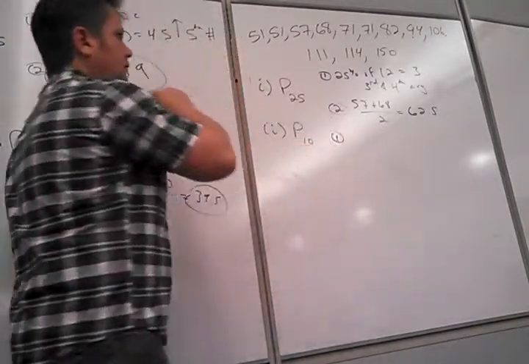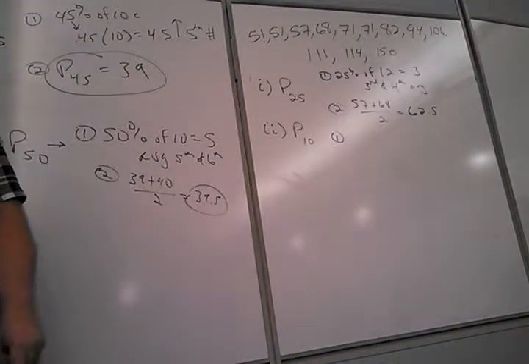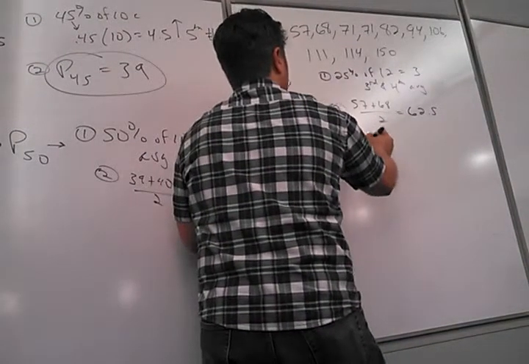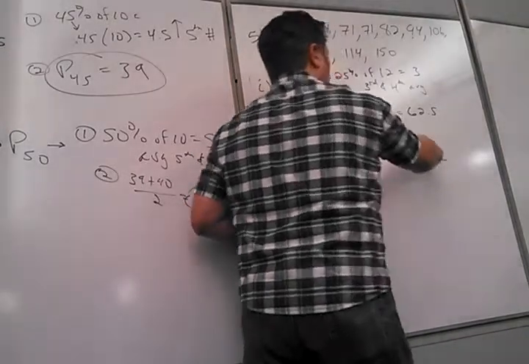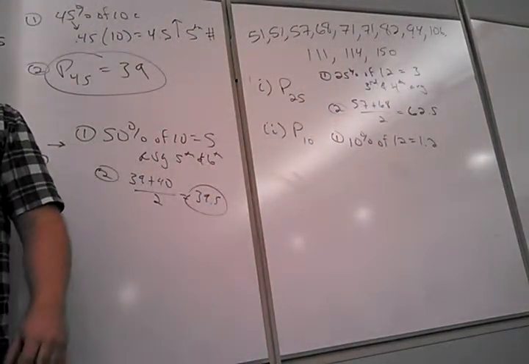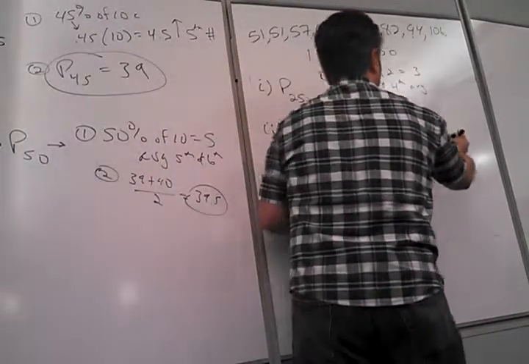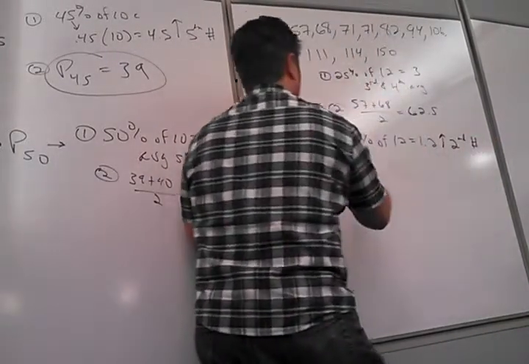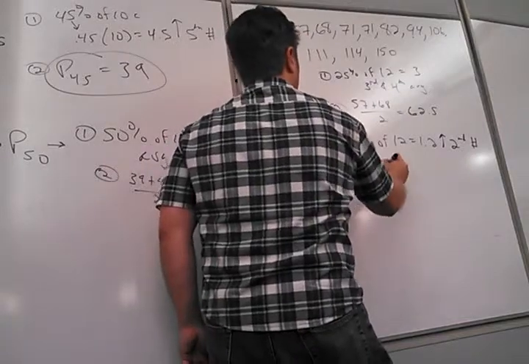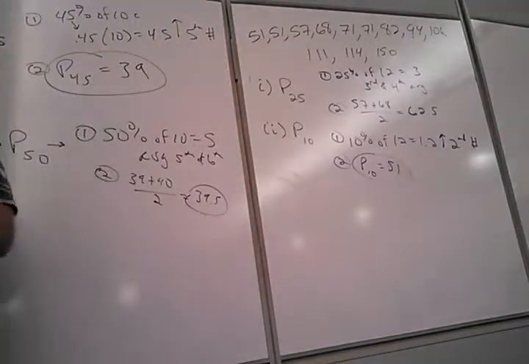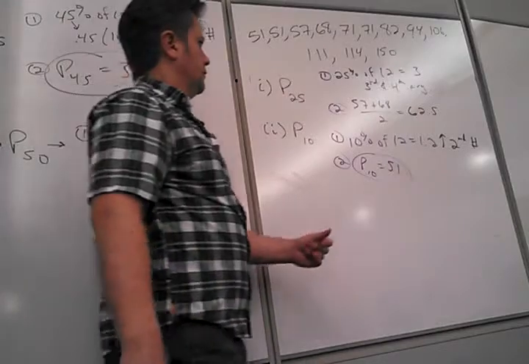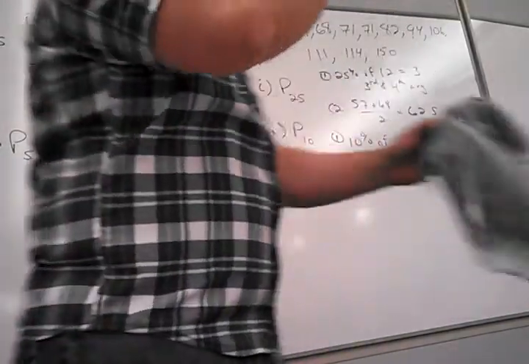So on P10, same exact steps. 10% of 12 is 1.2. That's not a whole number, so I immediately round up. 2. So I want the second number. Step 2 is go get the second number. I like it. So P10, 51. Sweet. When you have 1.2, it's always round up, not only if it's above 1.5. It didn't really matter in this case because it was 51 no matter what.